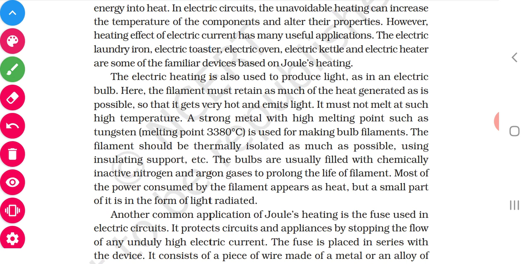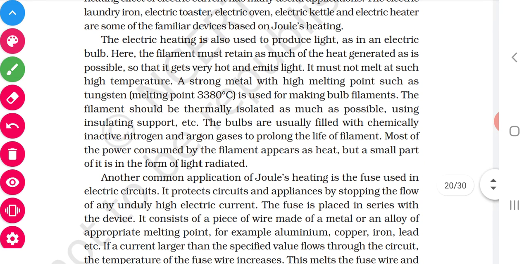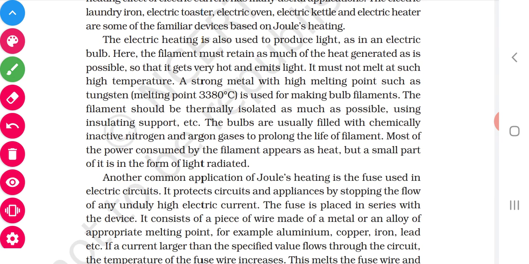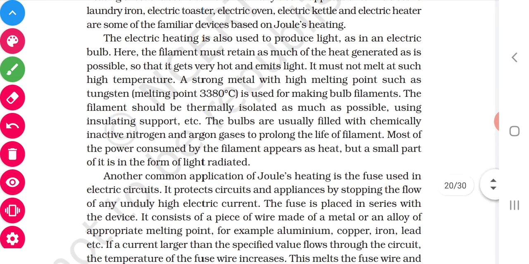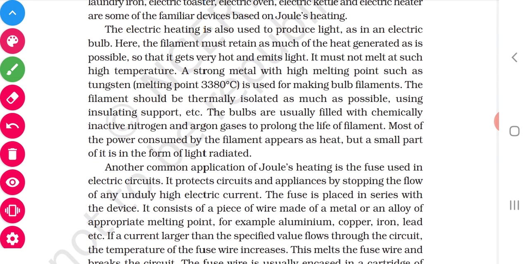The filament is thermally isolated and the bulb is filled with chemically inactive gases, like argon gas, neon gas, noble gases. It is filled with chemically inert gases. Then this is the most important thing: what do we understand from this? The tungsten has high resistivity.